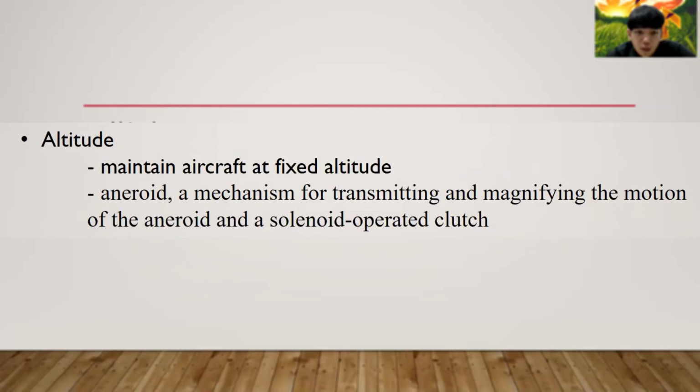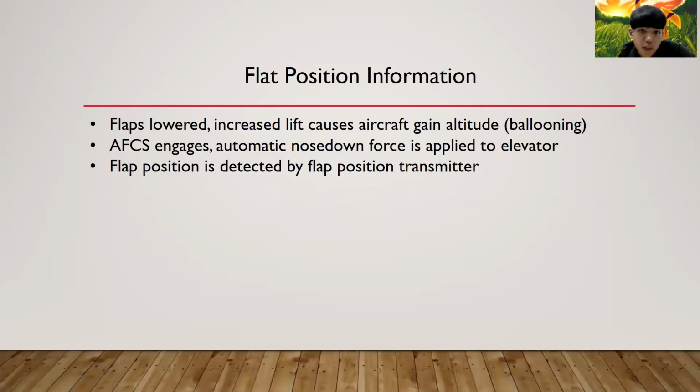There is an aneroid mechanism for transmitting and magnifying the motion of the aneroid, and a solenoid operated clutch. The next one will be flap position information. When the flap is lowered, the increased lift will cause the aircraft to gain altitude, which is ballooning. When AFCS is engaged, the automatic nose-down force is applied to the elevator to counter this. The flap position is detected by the flap position transmitter.